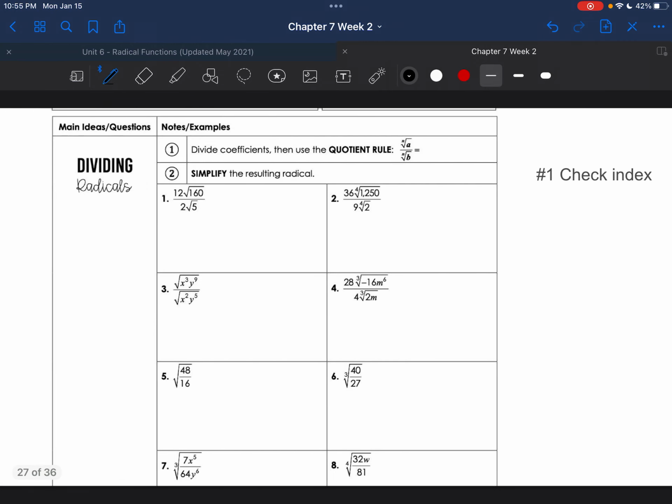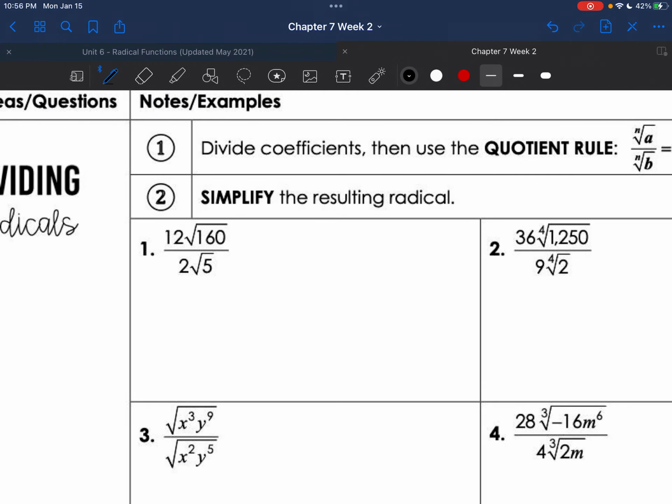All right? So when we go to divide radicals, again, the most important thing is that the index must match. So that's the very first thing that we're looking for. If the index does not match, we cannot move forward. Once we know that the index matches, we're going to look at our numbers and decide, can I simplify them as is, or is it easier to combine them? Okay, so let's look at number 1.